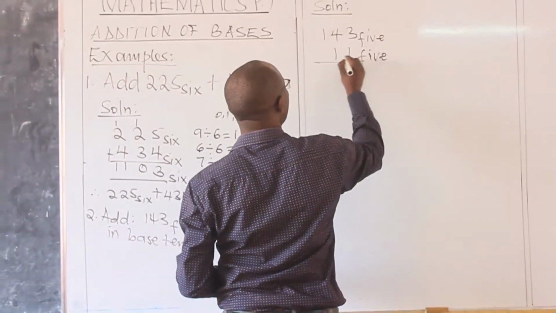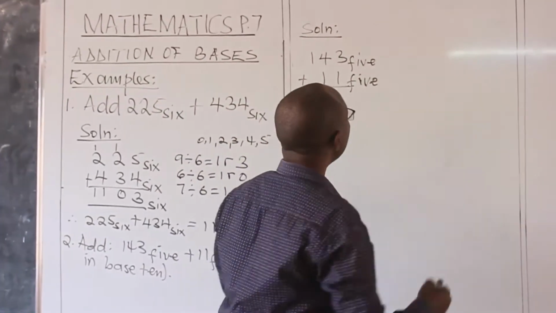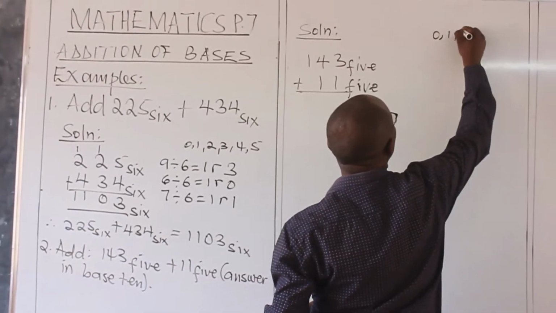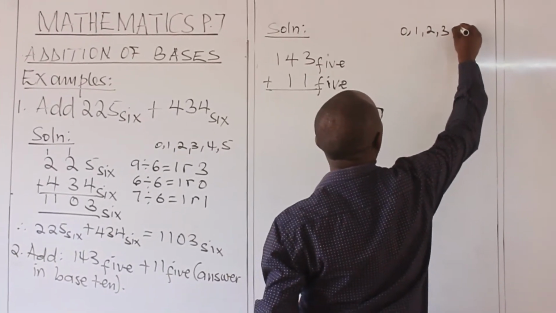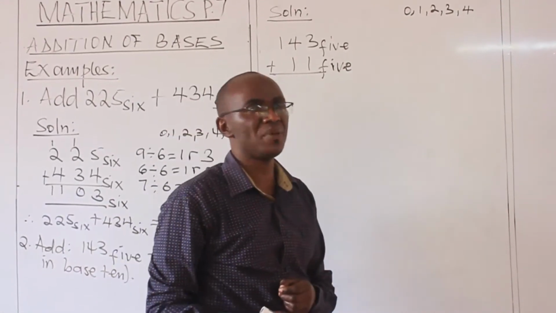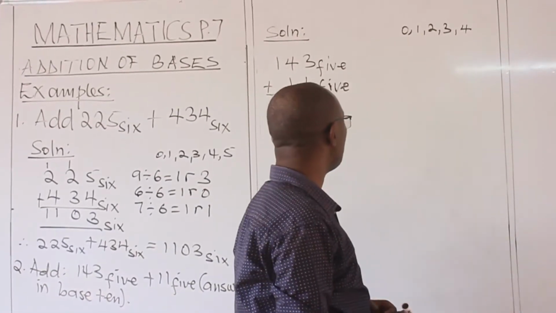So we are going to add. So remember the digits used in base 5. Let us identify the digits used in base 5. We have 0, 1, 2, 3, and 4. We cannot write 5 in base 5 because it is equal to the given base. And remember, you cannot use a digit that is greater than that particular base.